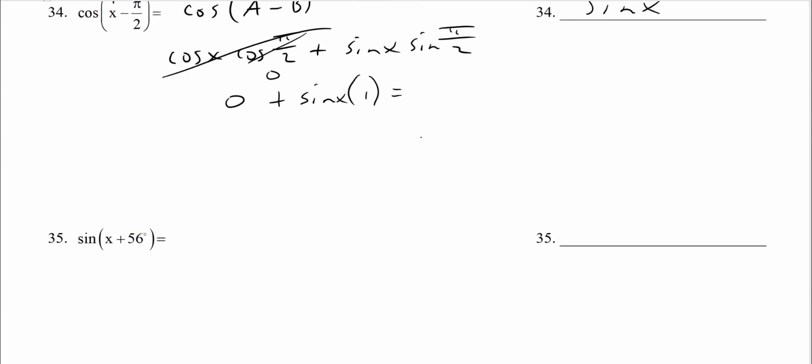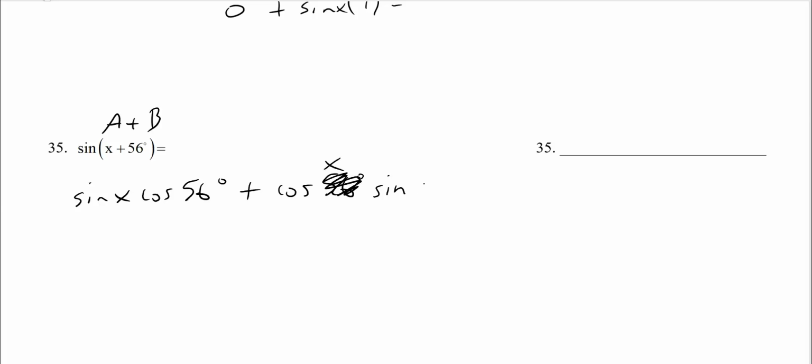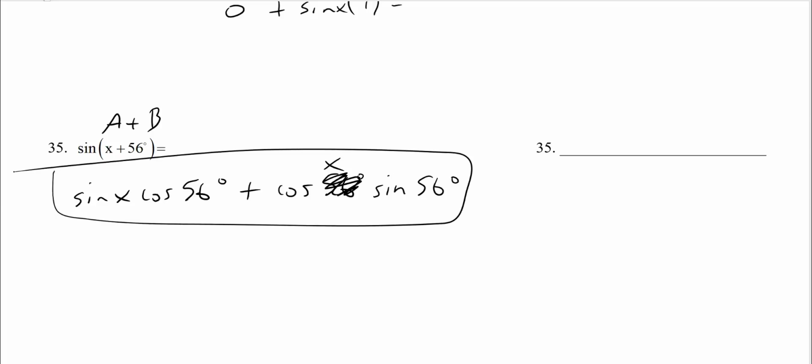And this next one, same thing, but it's sine of A plus B. Okay, so we're going to do sine of X, cosine of 56 degrees, and then same sign plus cosine of X, sorry about that, cosine of X sine of 56 degrees. Okay, and you can't do anything with it. That's the answer, right? You can't simplify cosine 56. Okay, all right, sweet. Let's keep going here.